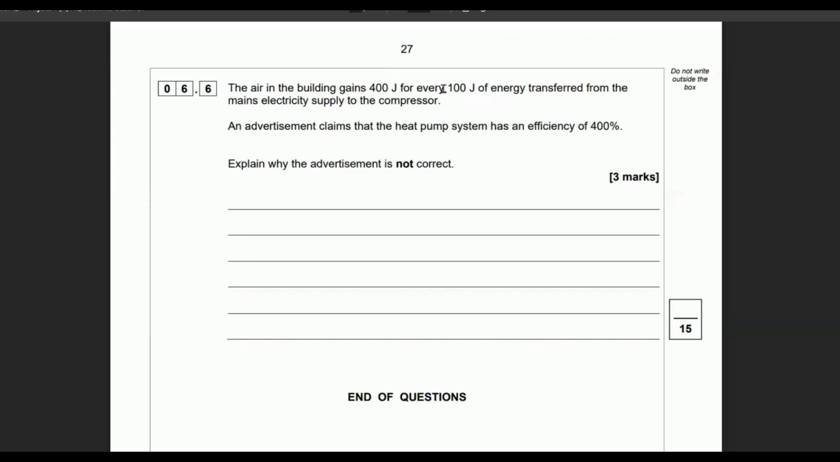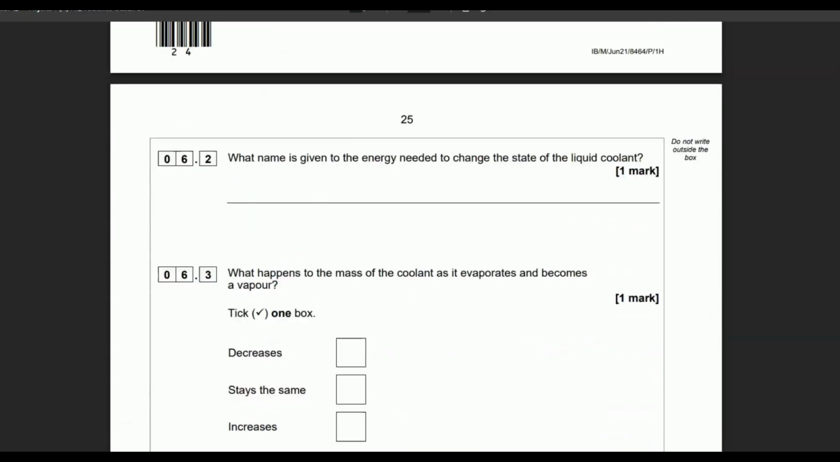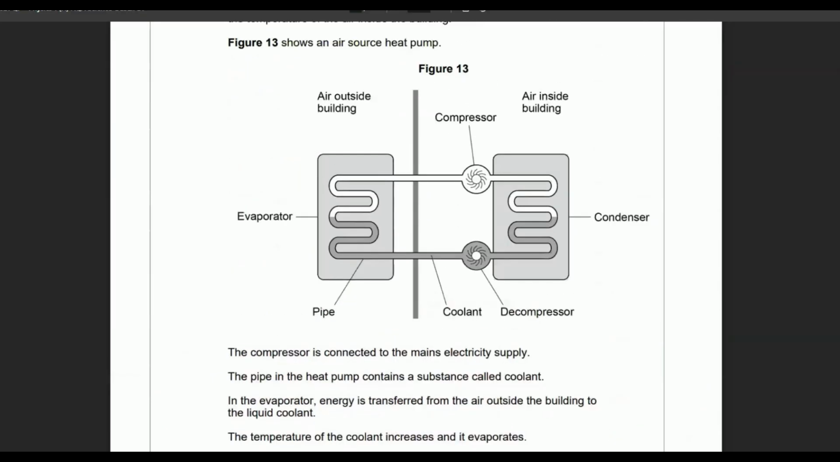Can't happen. You can't make energy. Remember the statement, energy cannot be created or destroyed. It can only be transferred. So we're getting 100 joules of energy transferred from the mains. Let's go and look at the diagram. We must be getting some energy from somewhere else. Where is the diagram? Here it is.